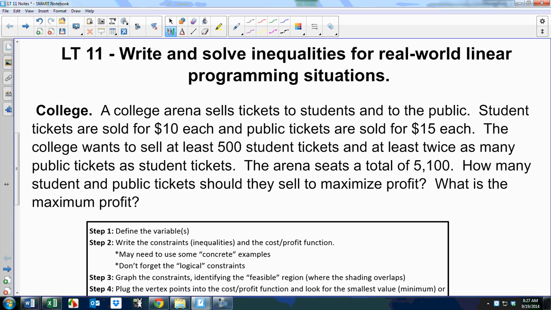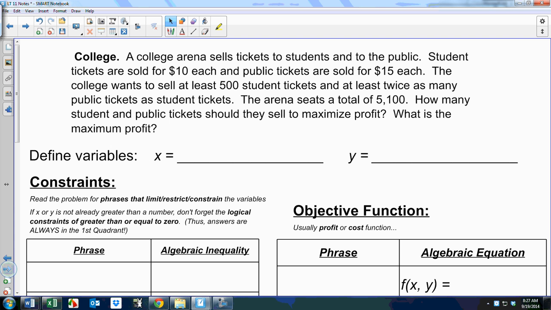So now, there's a step-by-step direction here, this box, that I'm going to be using with the template you have. But I've got it all on one page. So I just copied the word problem over, okay? And that's the template you have. First step is you got to define your variables. What's going to be x and what's going to be y? The place to look for that is at the bottom where they ask the question. How many students and how many public?